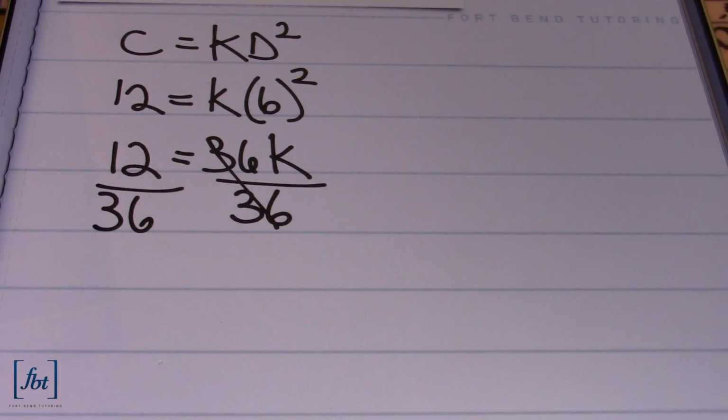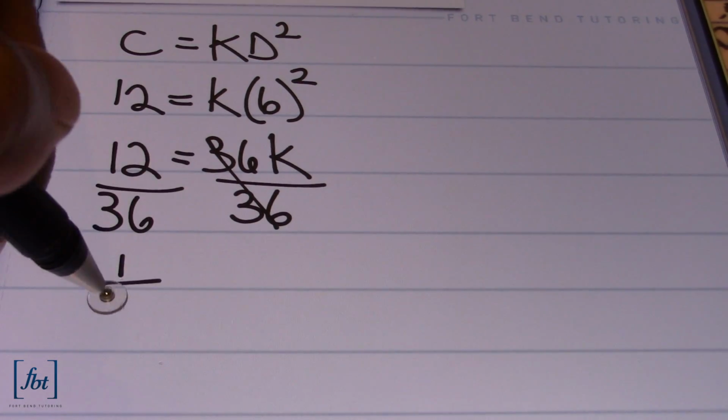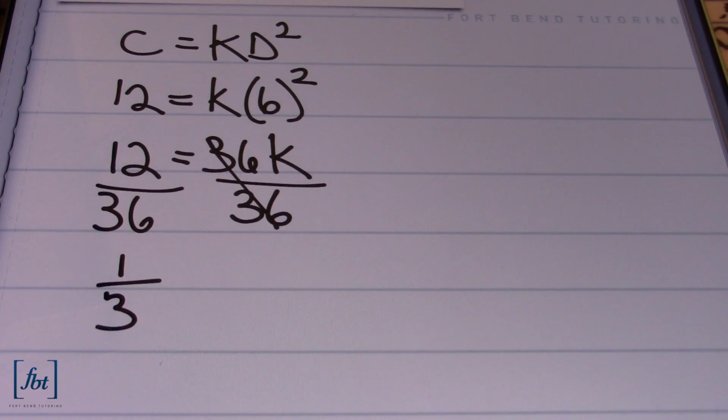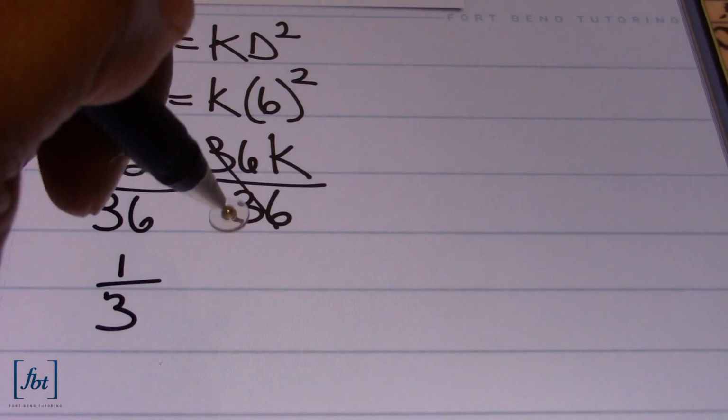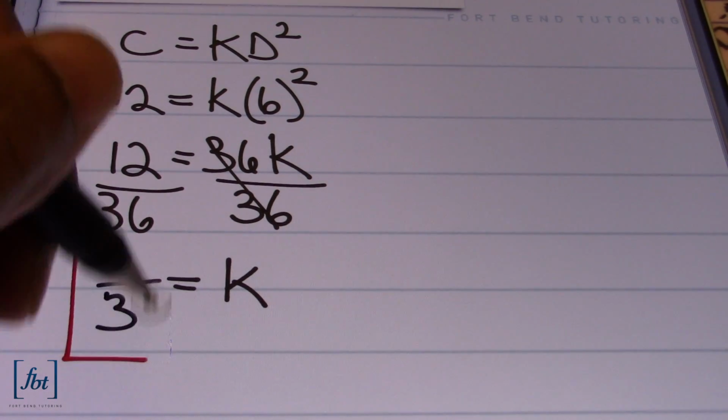All right. And so simplifying our 12/36, we can reduce both 12 and 36 by 12. So we know that 12 goes into itself once, right? And 12 goes into 36 3 times. So we simplified the k value to 1/3. All right. That's our constant of variation. That's the answer to part A.